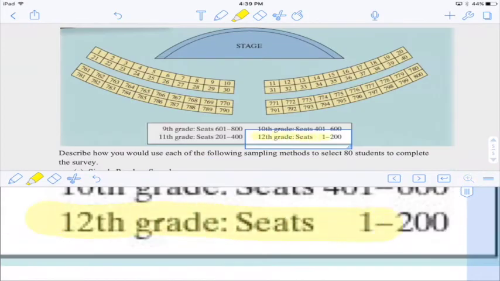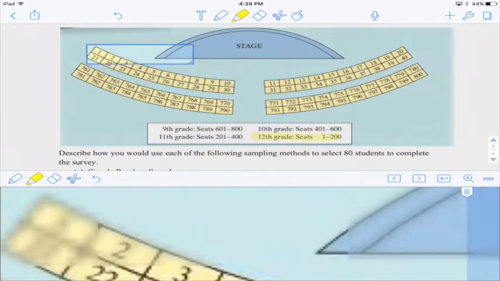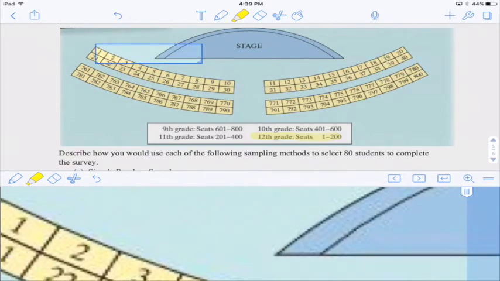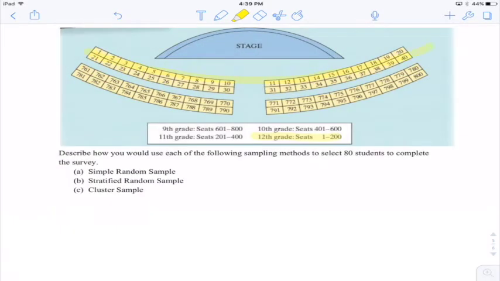The 12th graders are seated from 1 to 200. So we have 1 to 20, then 21 to 40. So the seniors sit in this front row. The juniors sit from 201 to 400, so the juniors sit behind them. The sophomores sit in seats 401 to 600, so they're right after that. And the freshmen sit in seats 601 to 800, so this last row.